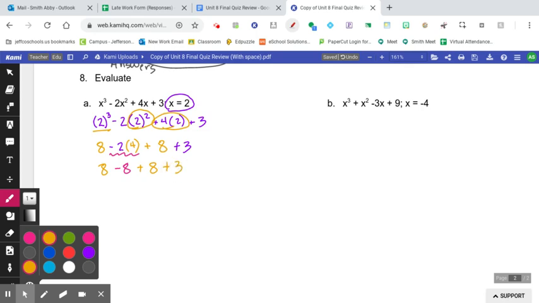All right, and now just combine everything. 8 minus 8 is 0. Plus 8 is 8. Plus 3 is going to be 11. Do the same thing over here for B. Make sure you keep the negative sign with the 4. That's going to be a tricky part. Good luck.